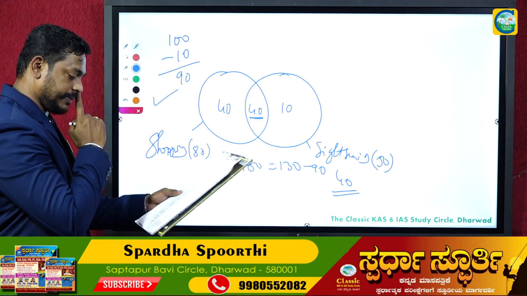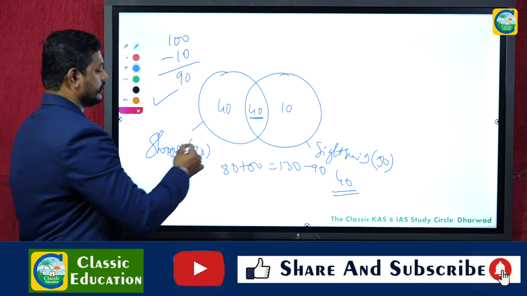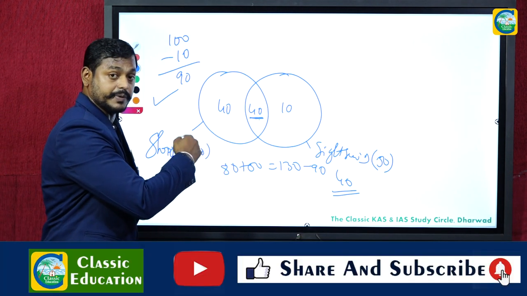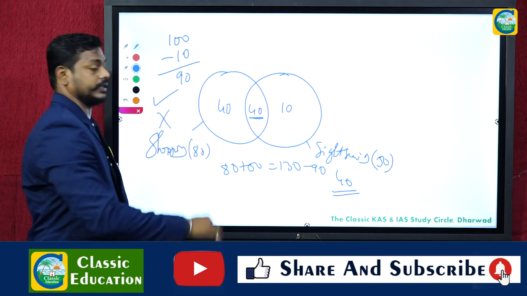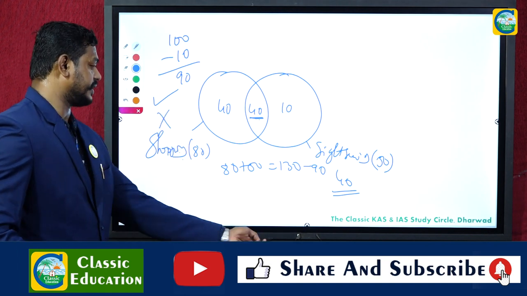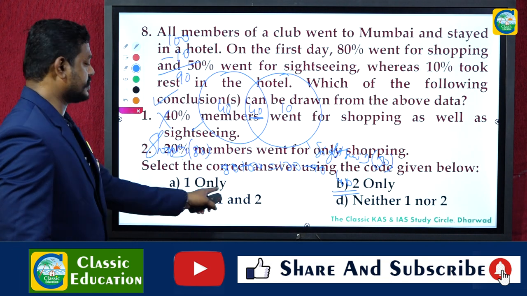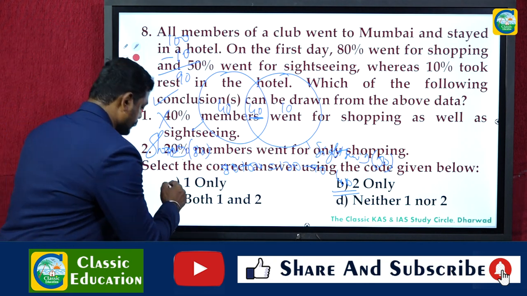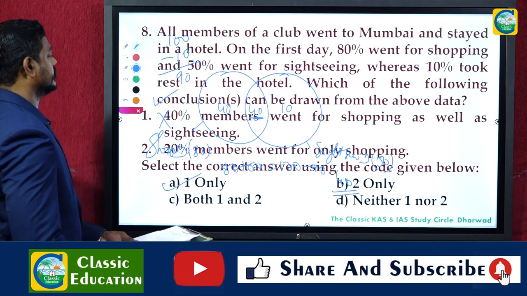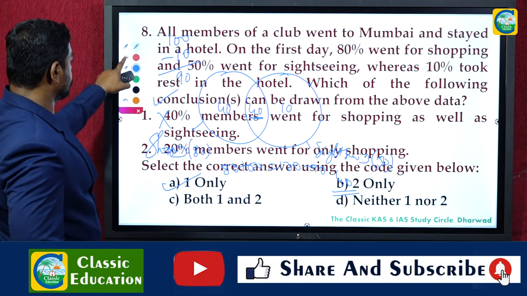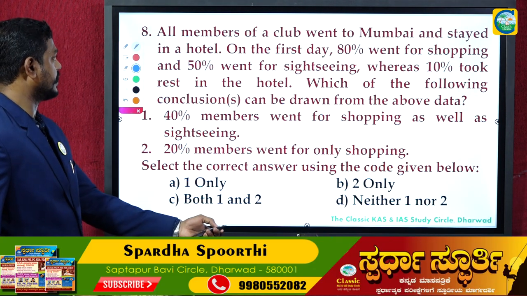Second one, 20% members went for only shopping. We can't judge that as only 20%, so that is a wrong one. So, coming back to the question, only one is true. We'll move on to the next question now.